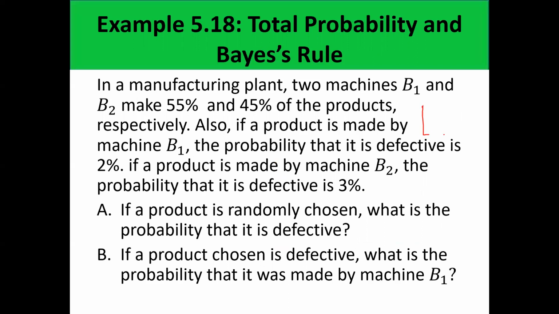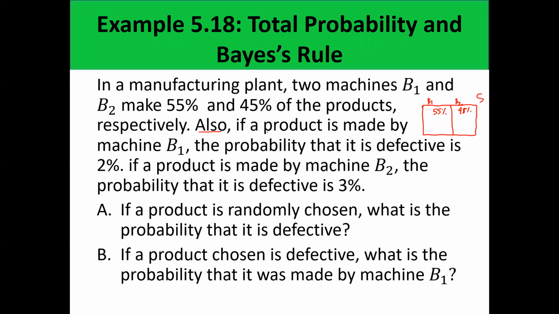So in this scenario, the sample space is the set of all products produced by the manufacturing plant. And in order for them to produce these products, they are using two types of machines. They use machine B1 and machine B2. And from the given, it says that 55% of their products are produced by machine B1 and 45% of their products are produced by machine B2. So this shows that the products created by B1 and B2 constitute a partition of the sample space S.